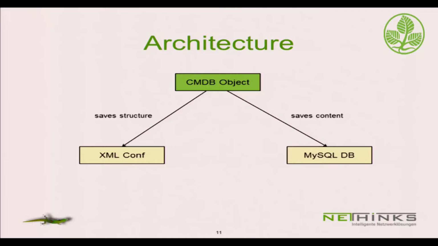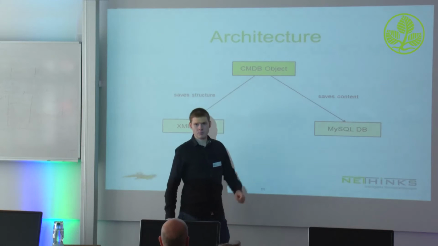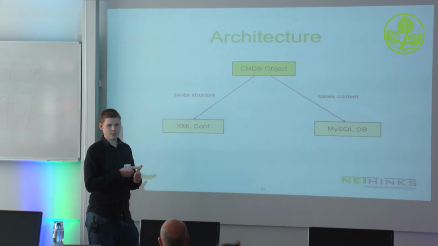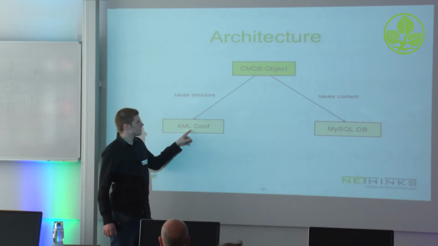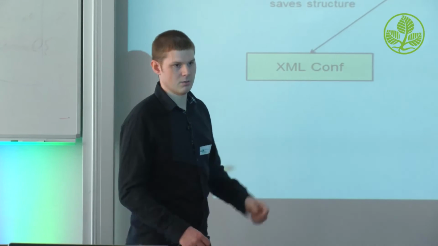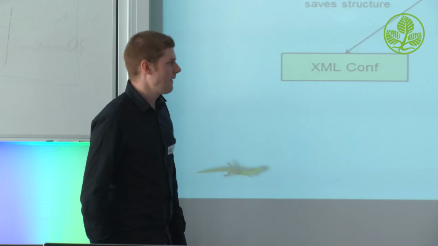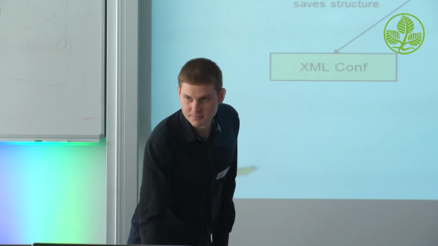Okay, a little bit about the architecture, how the objects are stored in the database. We have this database which saves the content of an object, so all the fields we have, like the password field and what we have seen in the last few minutes. And we have the structure that is stored in XML configuration files. We will have a look at the XML configuration files now, and change the structure in an example.